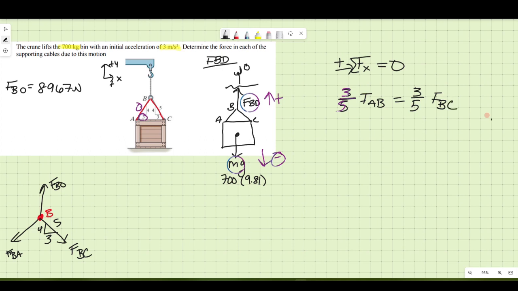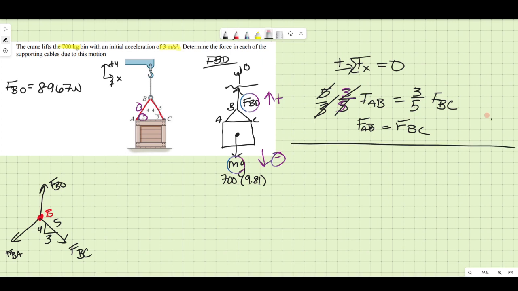Now the fun part about this is we get to cancel out the 3/5, because if you divide by 3/5 on one side, you'll multiply by 5/3 on the other side, and this will cancel straight out. So now we can state that force AB equals force BC, which makes sense when you think about it, given that there are two ropes at an equal slope going up, and they're both supporting the weight of a crate, converging in a single point.